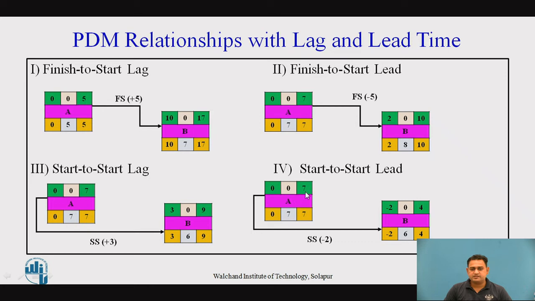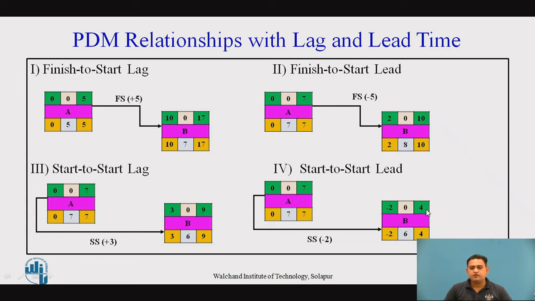0 plus 7, it's a 7. But we have the relationship of start to start. So again, for the calculation of the time of B, that is EST, we have to go for the relationship observation. So start to start minus 2. So 0 minus 2, it's a minus 2. Minus 2 plus 6, it's a 4. So this 4 is the EFT of B.